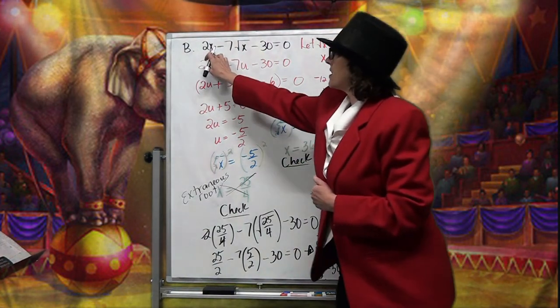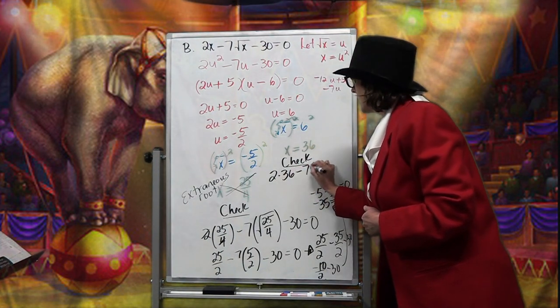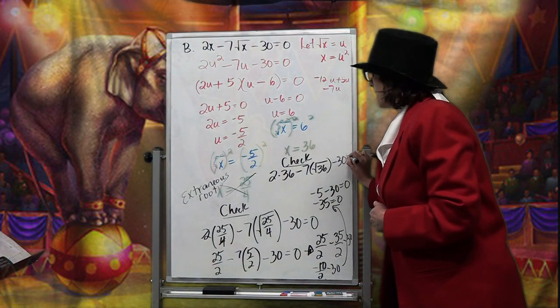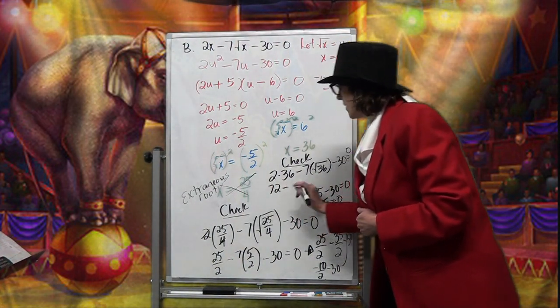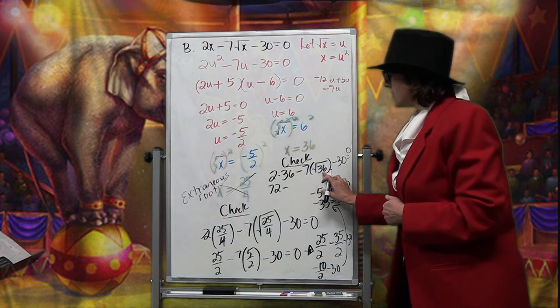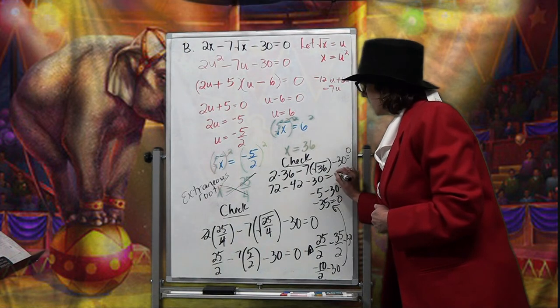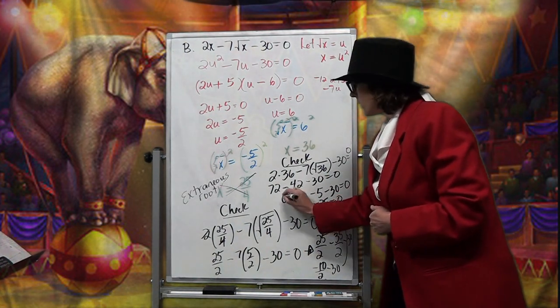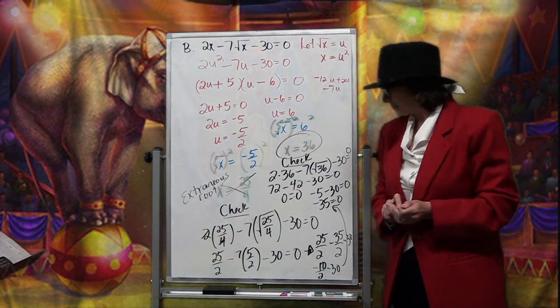And now I'm going to check my 36. So I'm going to plug my 36 in here and here. So 2 times 36 minus 7 times square root of 36 minus 30, and I better come up with a 0. So 2 times 36 is 72. Square root of 36 is 6. 7 times 6 is 42. And 72 minus 42 is 30. 30 minus 30 is 0. So yes, this does in fact work, and that's my solution.